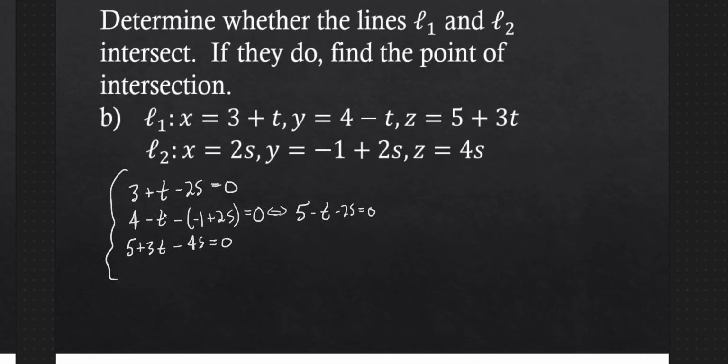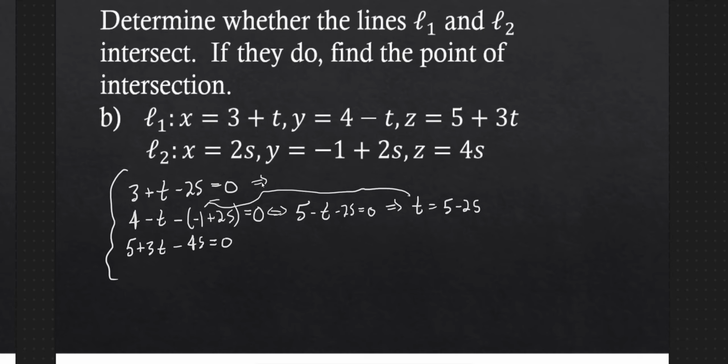Okay, the rest are simplified enough. So how about this one, it looks easy enough to solve. I'll add t to the other side, and I'll get t equal 5 minus 2s. I'll take this and substitute it in, how about into this first one? Let's sub it in for t here.